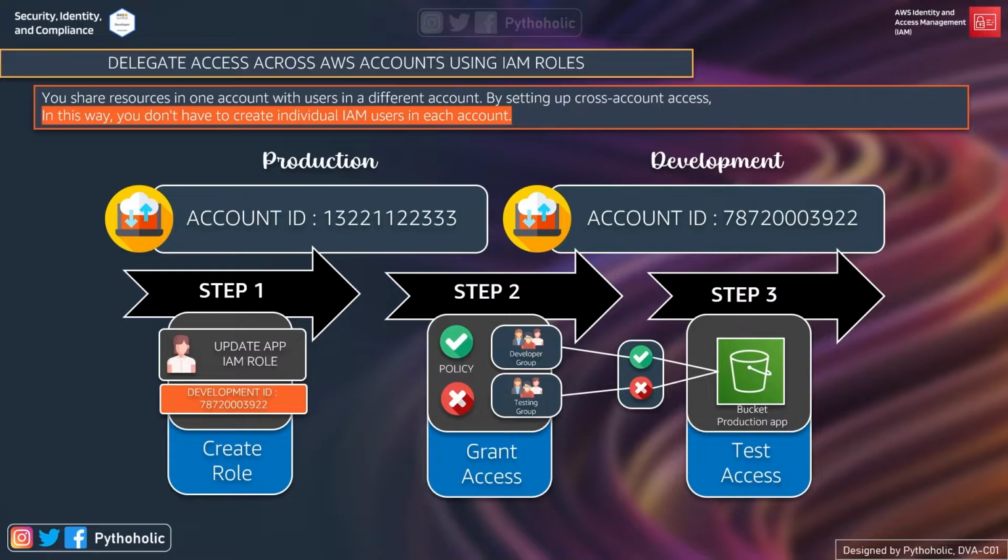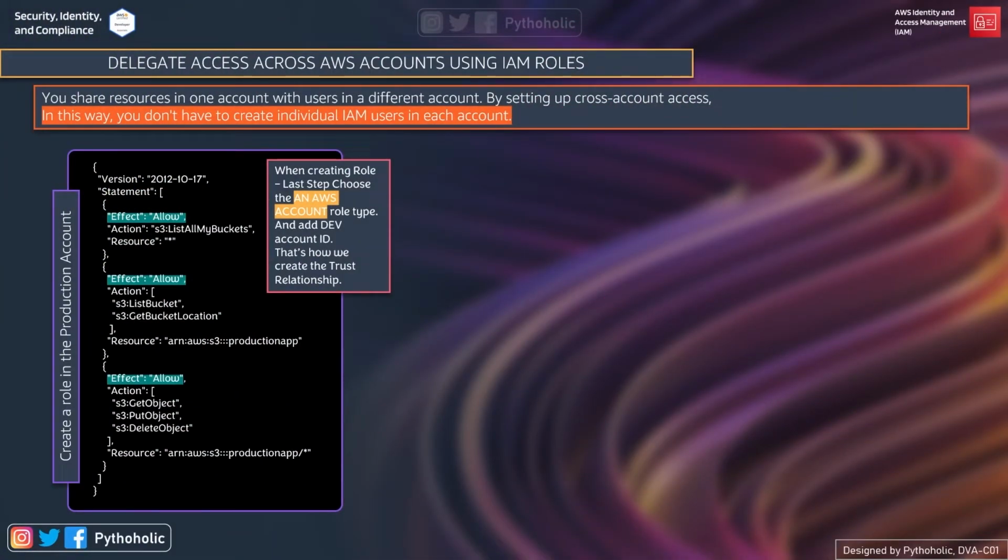Hence, with these 3 steps, we can delegate access across AWS accounts using IAM roles. But this is just the image. Let's see how the policy actually looks, and try to understand how it works.